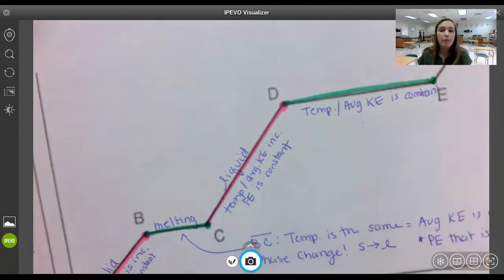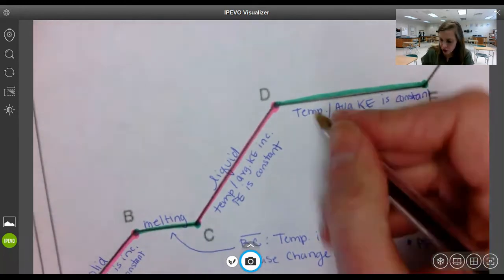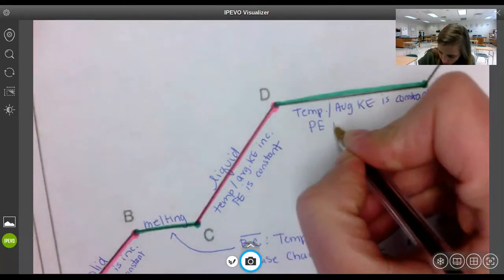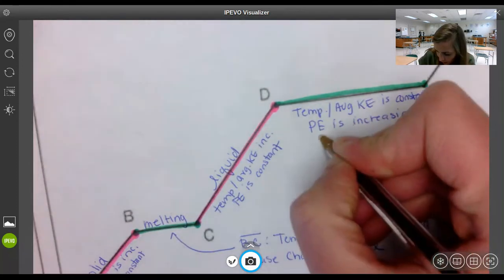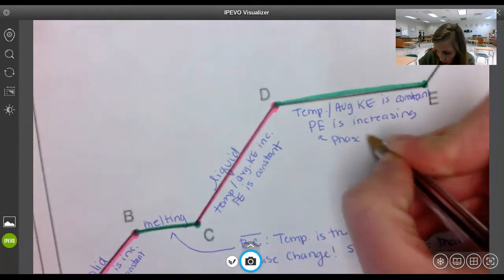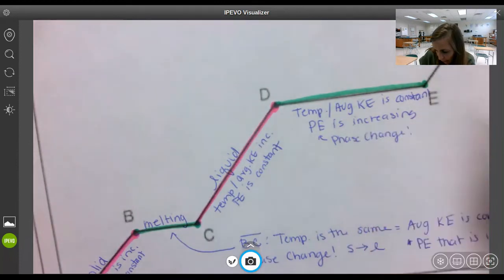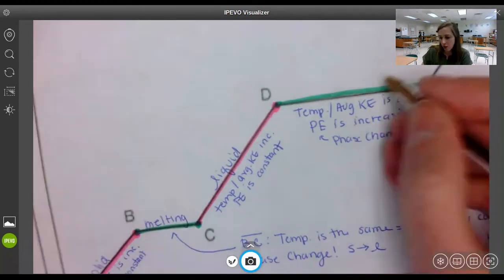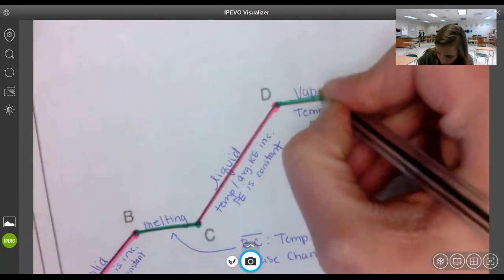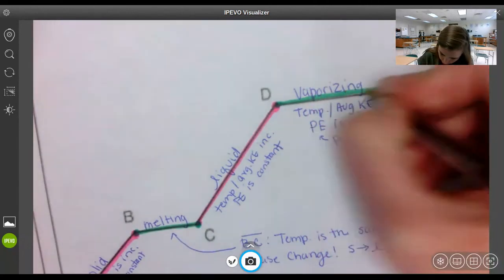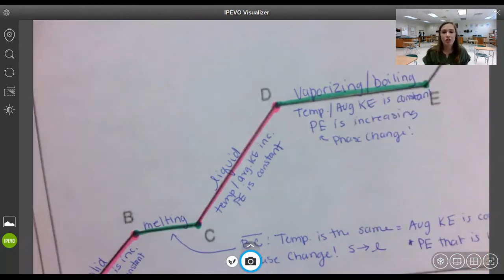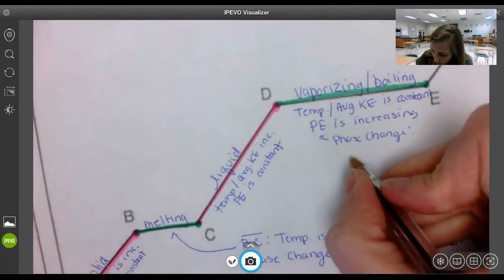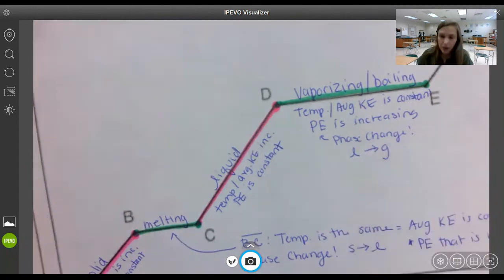Constant. But we're adding heat to it, so something must be changing. And that's because our potential energy is increasing because we have a phase change. Okay, that liquid is going to be vaporizing or boiling, and changing into a gas. So we have both liquid and gas particles present the whole time from point D to point E.